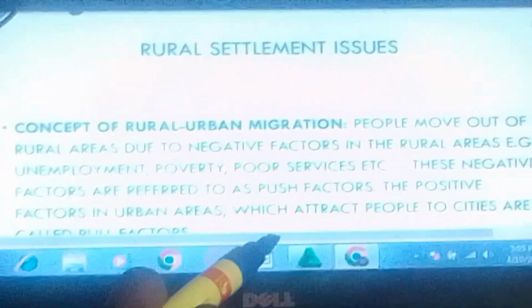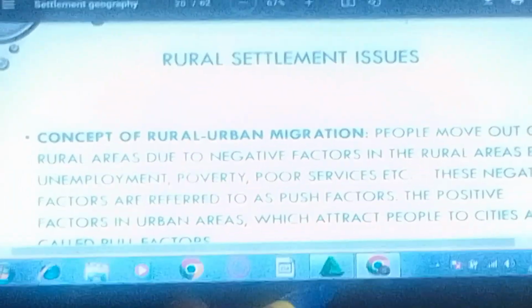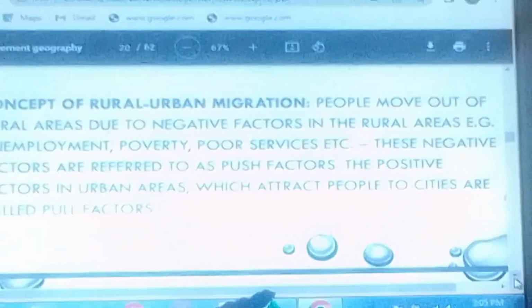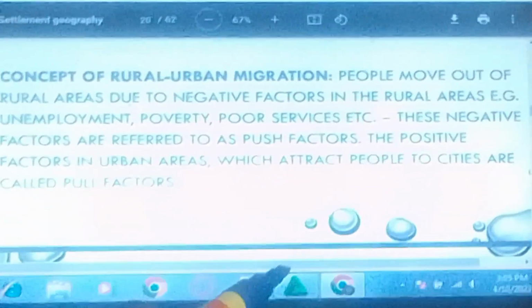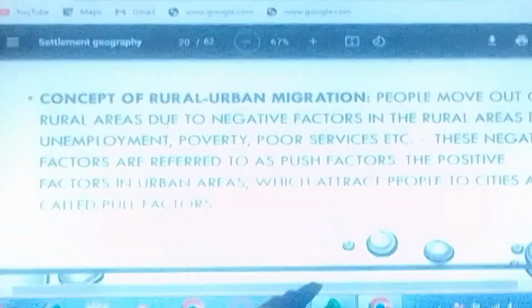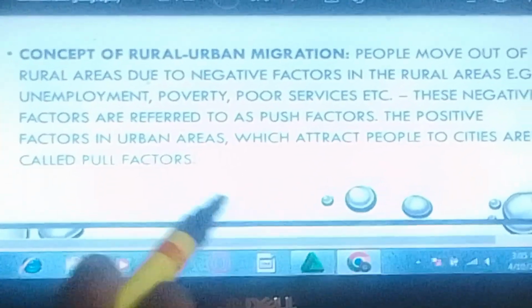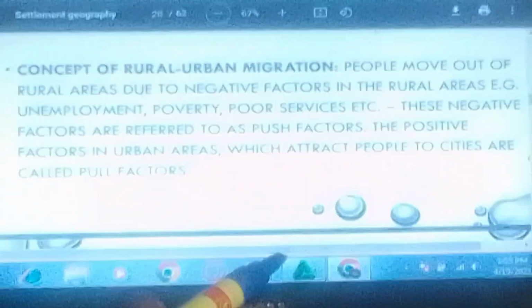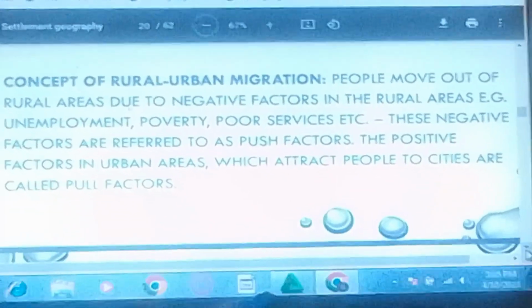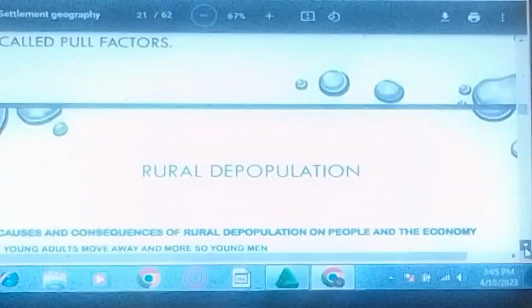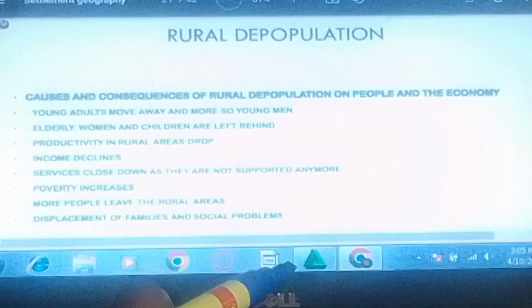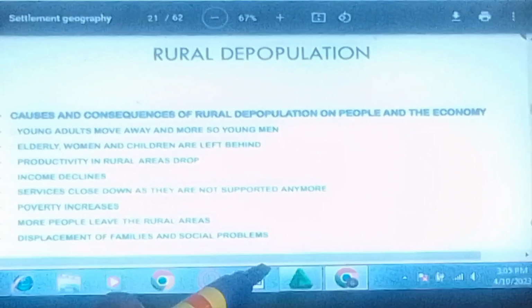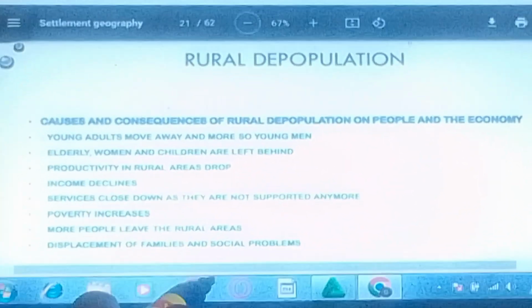Now, rural settlements are affected by so many issues. We have the concept of rural-urban migration. Many people move from rural areas to urban areas. Why? Because of unemployment, poverty, poor services. So it means people leave the rural areas as a result of negative factors, which you call the push factors. And they are attracted to pull factors, which are positive factors in the cities. Rural depopulation. Because people leave the rural areas going to the urban areas, it causes rural depopulation, where population in the rural areas becomes less.